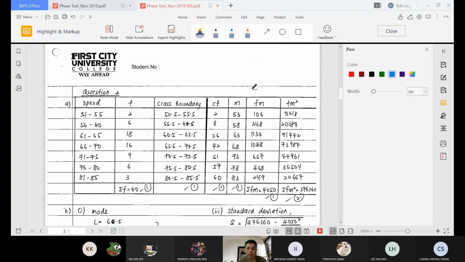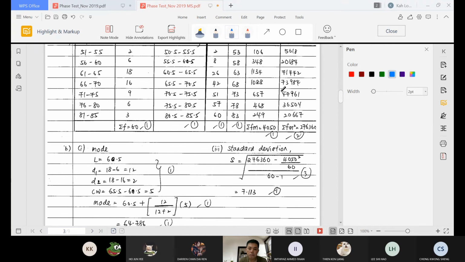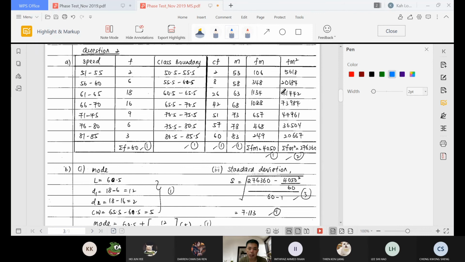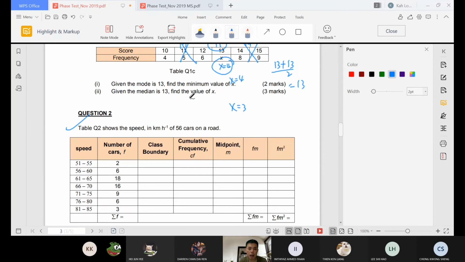Okay, so once you fill up this, you can snap if you want. I think this one I will skip already because just now I already explained to you. You just need to highlight whether this is sample data or population data. It's only on the 56 cars on the road, in our world, not only 56 cars. So you need to know this is a sample data.